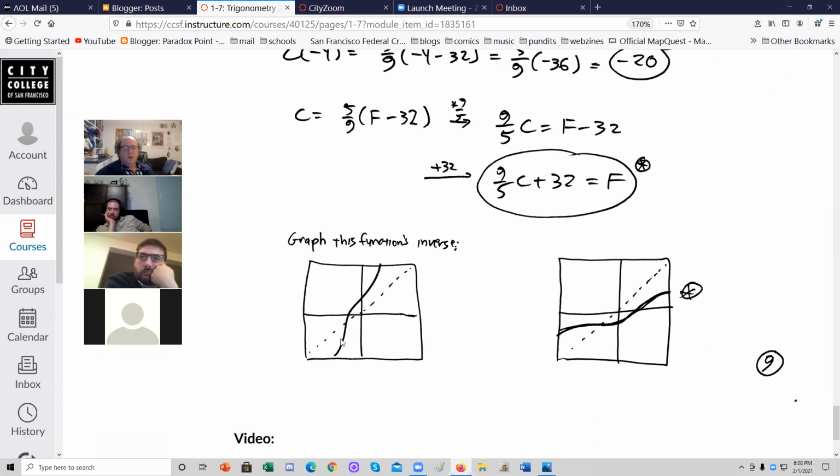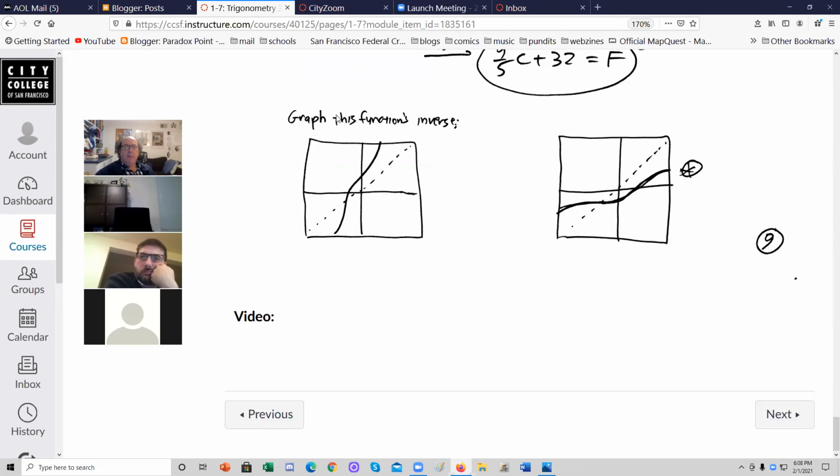Here's a function, and here's its inverse. How does it graph? You just flip through the diagonal, and you get a graph like this. All right. Stop.